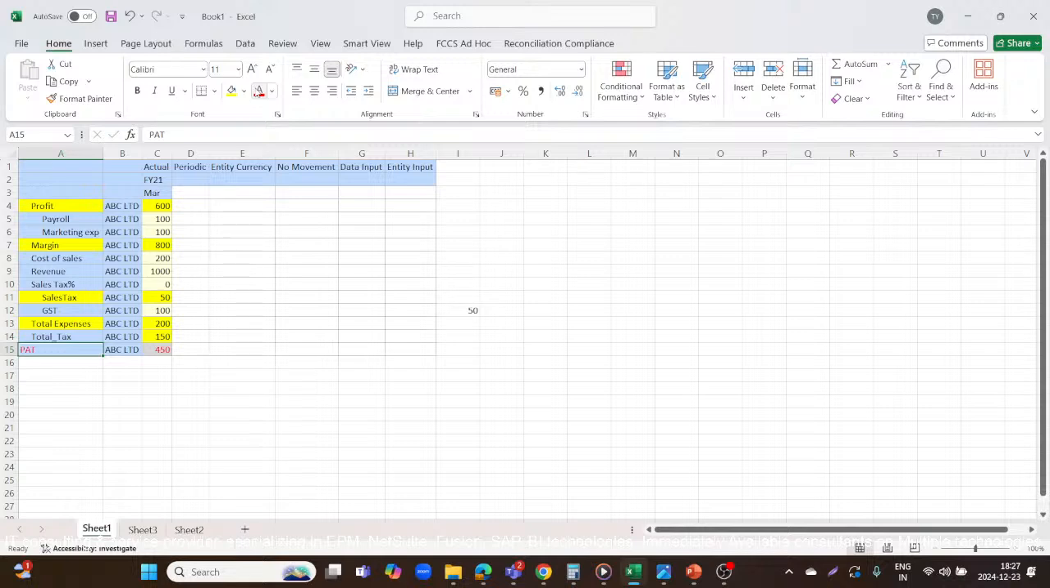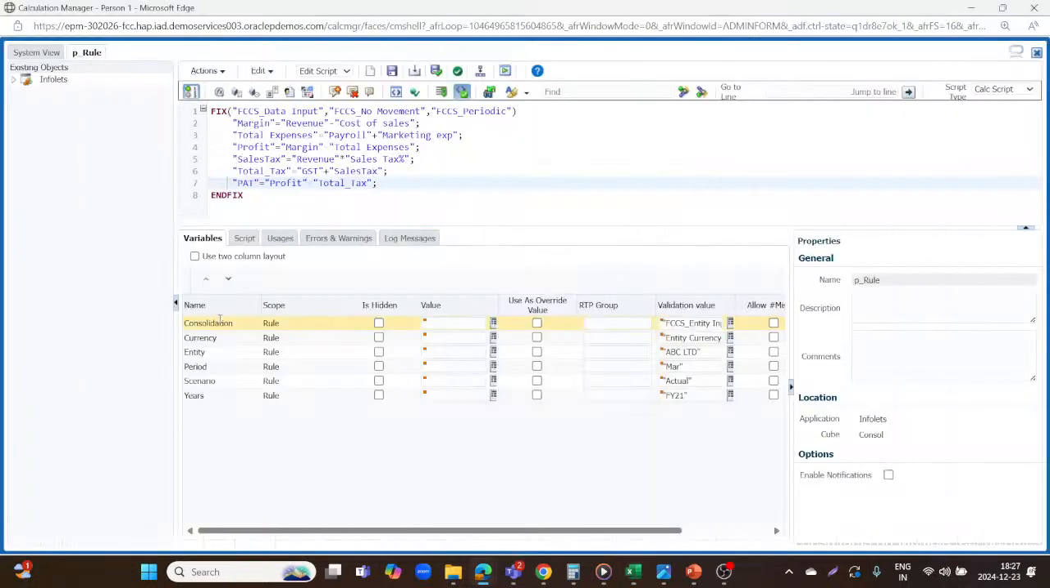Yeah, so this was the business rule for the calculation of profit after tax. This is how we do that.